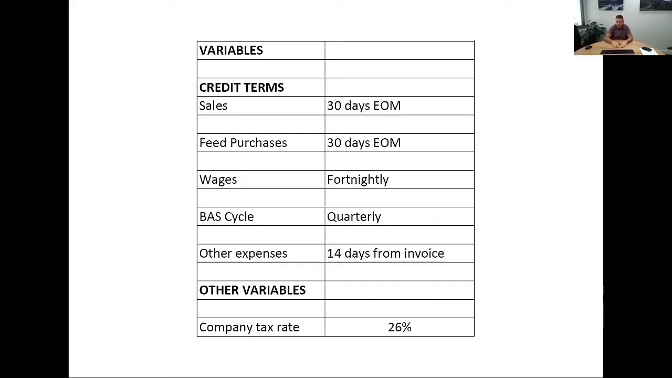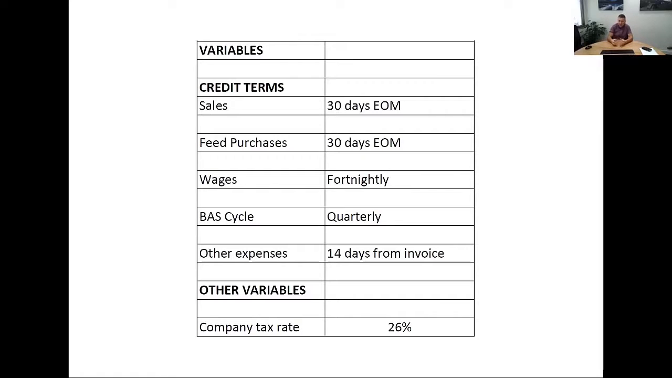Also, to build into your forecasting are some of the variables, as I call them. The big one here is extrapolating dollars, in terms of sales, to cash inflows, and the same for purchases and when you actually pay for the goods. I'm just putting in some examples of what credit terms you're giving customers, 30 days from end of month. Your feed supply gives you 30 days end of month. You pay your wages fortnightly. You're on a quarterly BAS, and other expenses you need to pay 14 days from invoicing.